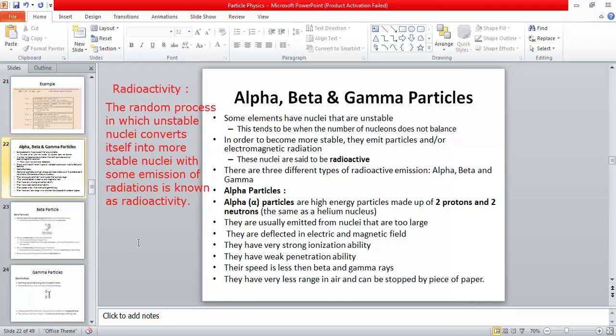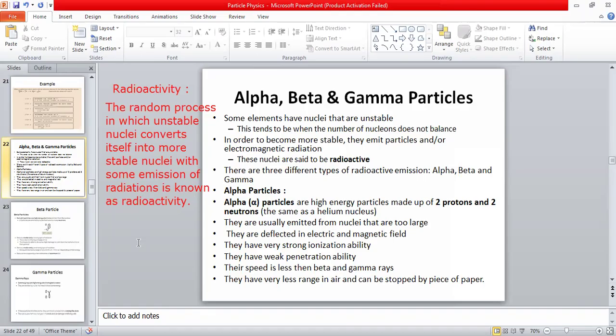So the concept of half-life and detailed discussion of the decays and so on and so forth, we will be discussing them. You will be studying them in the A2 physics as well. But a few of the basic information regarding the emission of the particles is a part of the syllabus over here. So what is radioactivity?